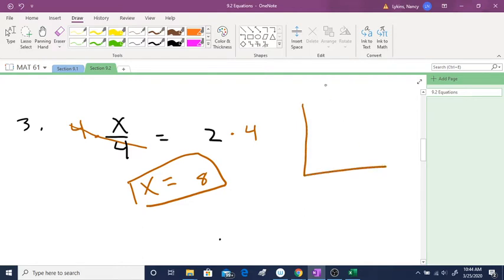Now to check your work, for x, I'm going to put 8 divided by 4 equals 2. 4 goes into 8 two times. This is a true statement.